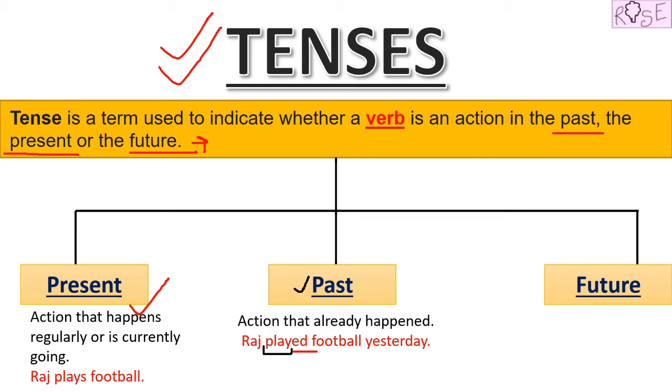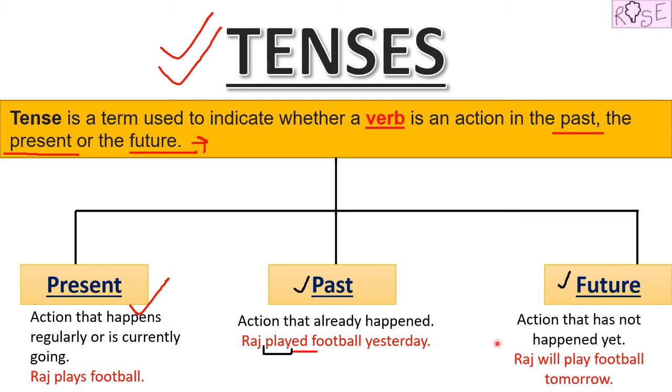Okay. So then what is the future tense? Think about it. Future tense tells about an action that has not happened yet. Okay, it tells about an action that will happen in the future. Oh, now I got it. So let us look at the example. Raj will play football tomorrow. Okay, so they are talking about an action that will happen in the future. It has not yet happened.